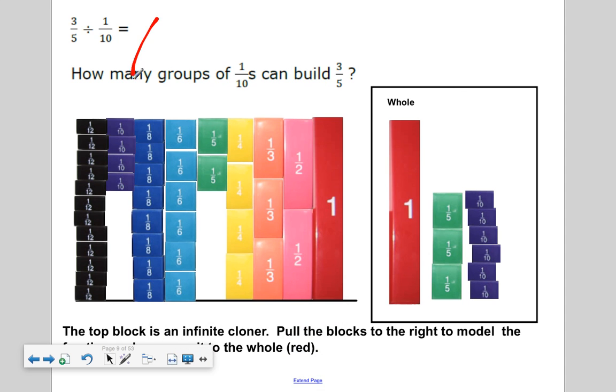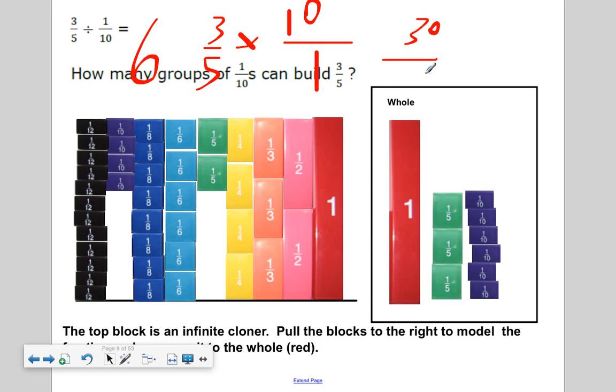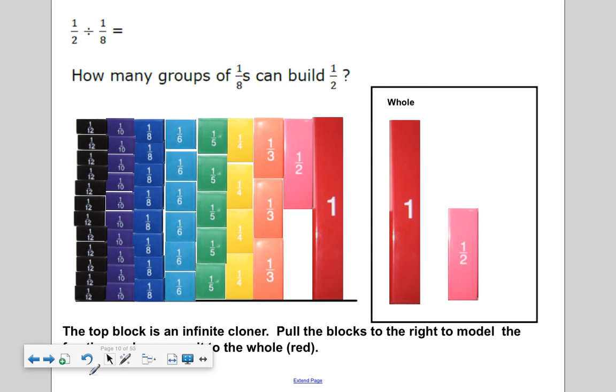Some of you may prefer the mathematics of multiply by reciprocal. So we started with 3/5, noted by the green blocks. I multiply by the reciprocal. What's the reciprocal of 1/10? 10/1. If I multiply the numerators, you get 30. If I multiply the denominators, you get 5. What's 30 divided by 5? 6. That's the answer.